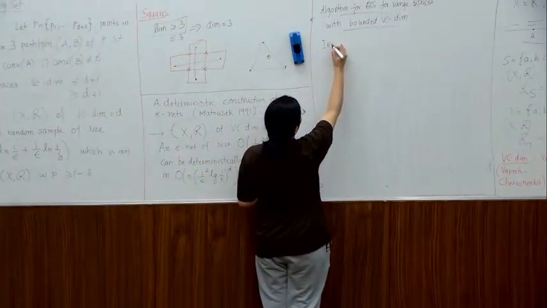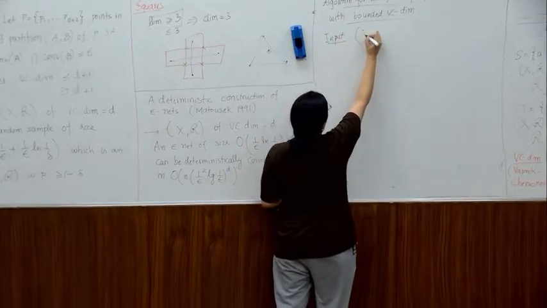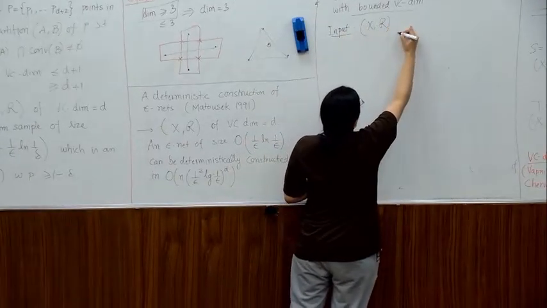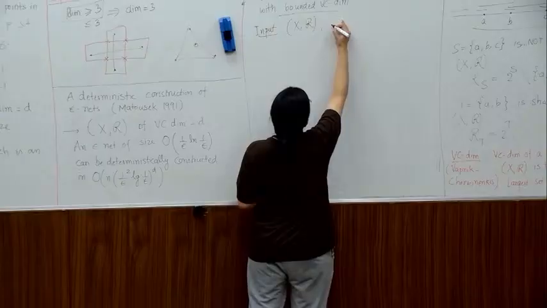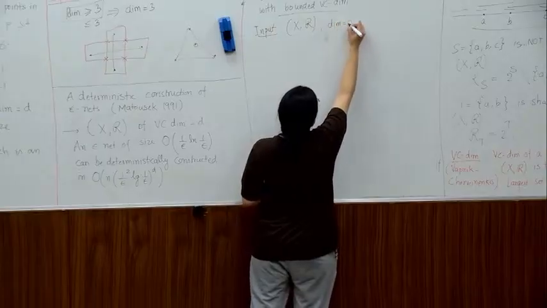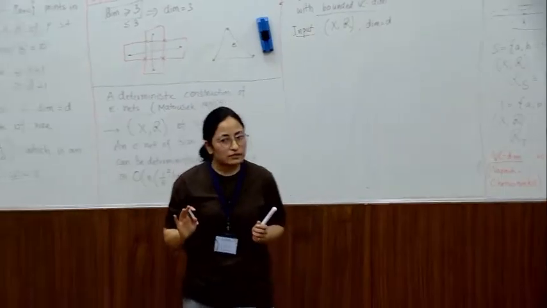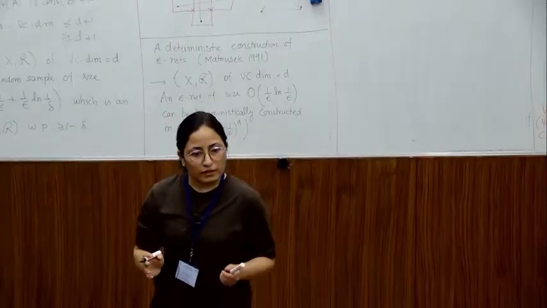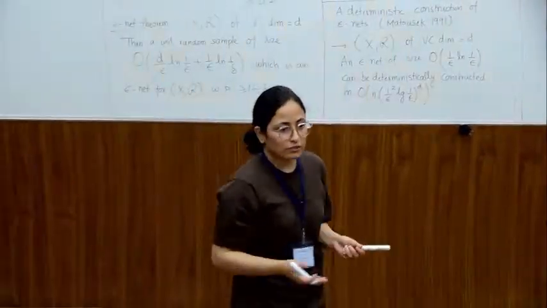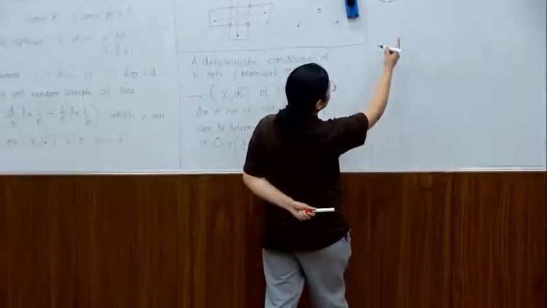So say our input is the range space and VC dimension D. It must have some hitting set, an optimal hitting set also. So let's say that H is an optimal hitting set.